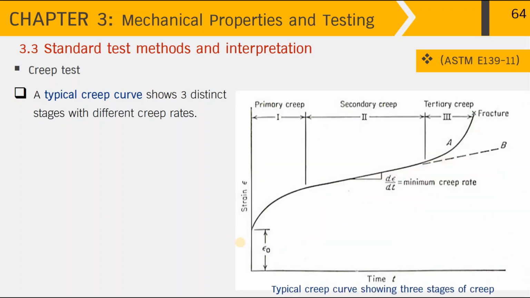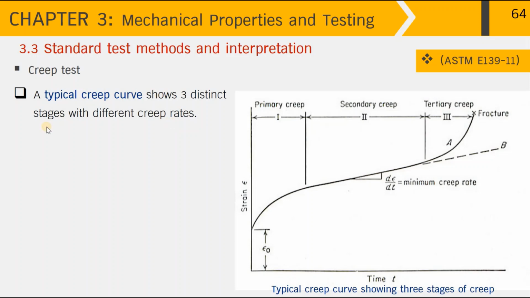After the test, we can obtain the so-called creep curve, as you can see from this picture. Along the x-axis is the time that we record, and along the y-axis is the strain that we obtain by dividing the extension by the original gauge length. As we plot the strain varying with time, we come up with a curve looking like this, which can be divided into three different sections. A typical creep curve shows three distinct stages with different creep rates. And if we're talking about rate, it means you have the parameter divided by time.